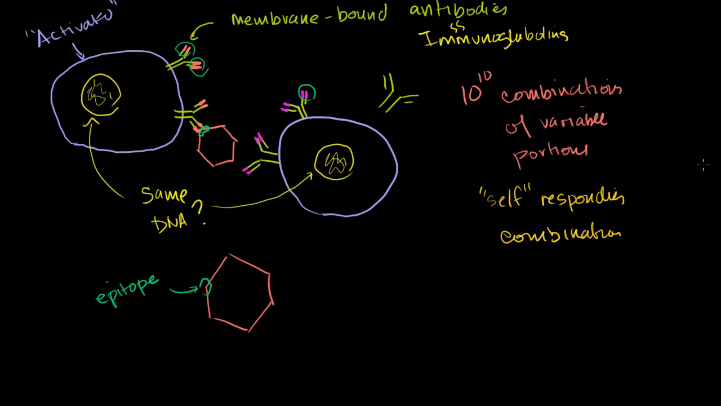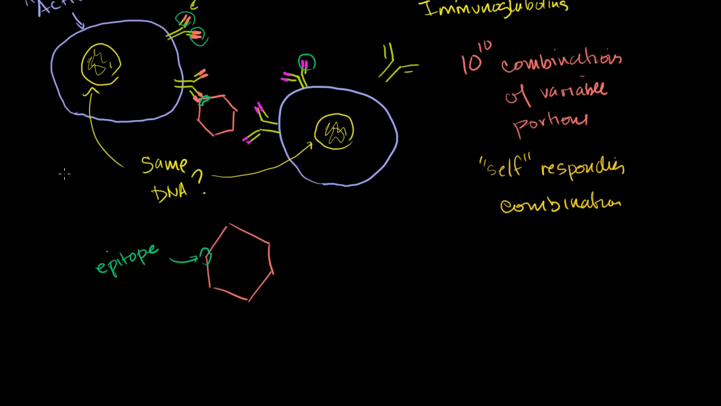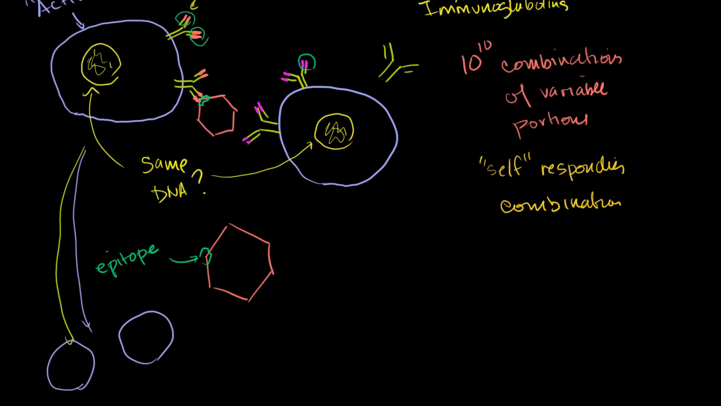But once this guy gets activated, so this is the activated guy, he's going to start cloning himself. He's going to say, look, I'm the guy that can match this virus here. And so he's going to start dividing and repeating himself. So there's going to be multiple versions of this guy. And not only are there multiple versions of that guy, they have the receptor on the membrane, they have 10,000 of these.